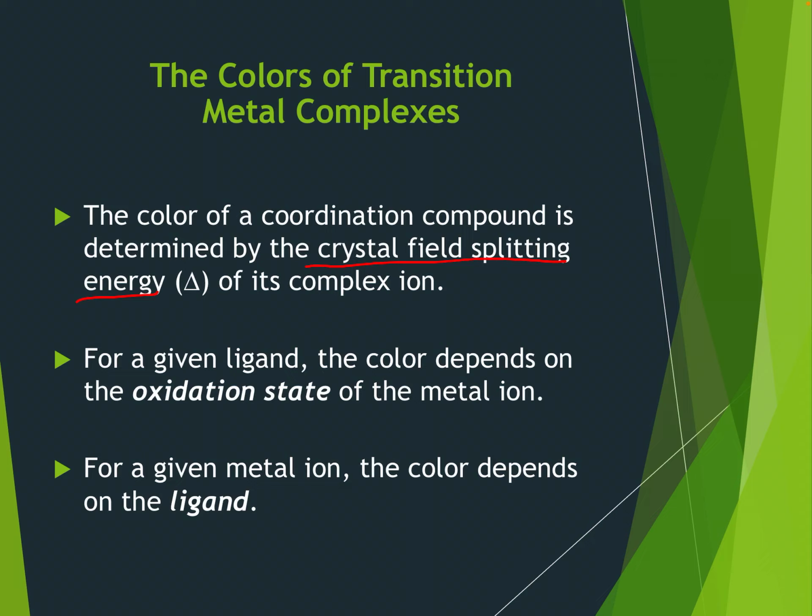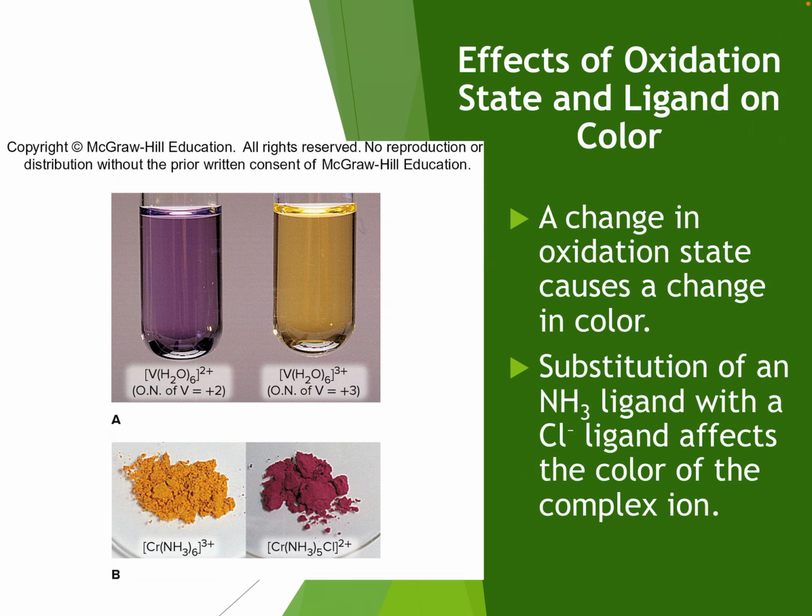And so we have two different ways that this can show up. For a given ligand, so if we have all of the same ligand, then it will depend on the oxidation state of the metal. Metals with really high oxidation states, like those 3+, are going to have a larger crystal field splitting energy than some of the smaller, lower charged metal ions. And if we had all of the same metal with the same oxidation state, then it would depend on the ligand. Most times in this class, we're going to be looking at the ligand's effect, but we will sometimes look at the metal's oxidation state.